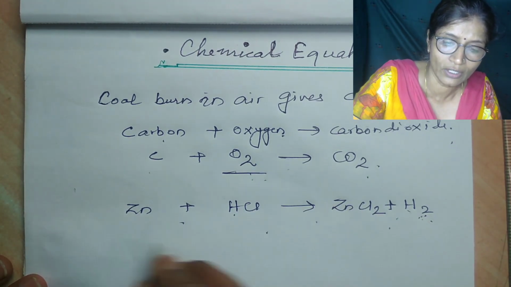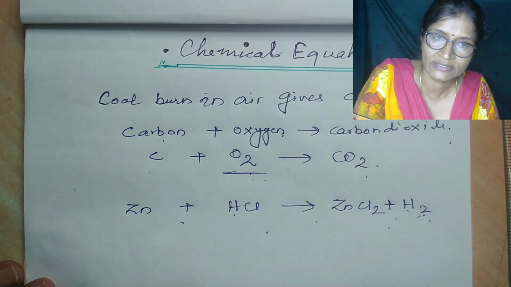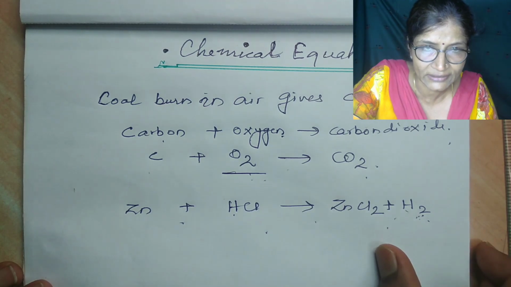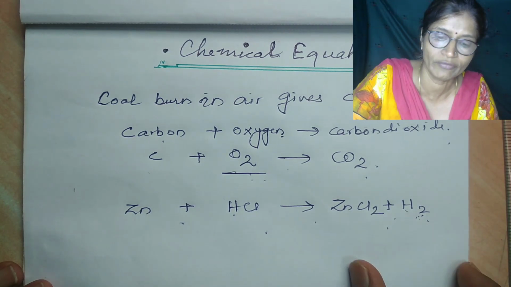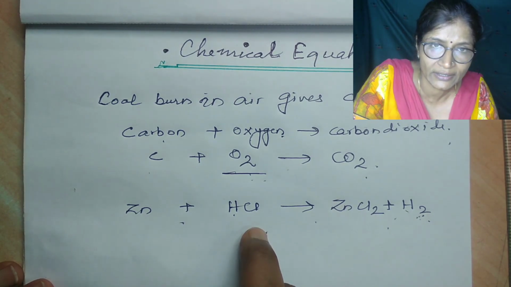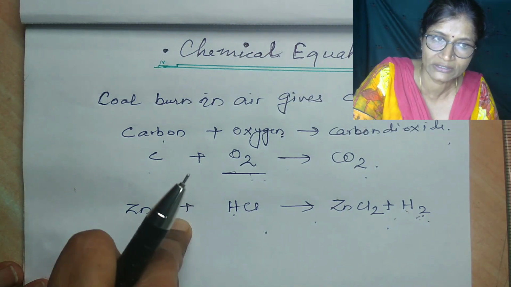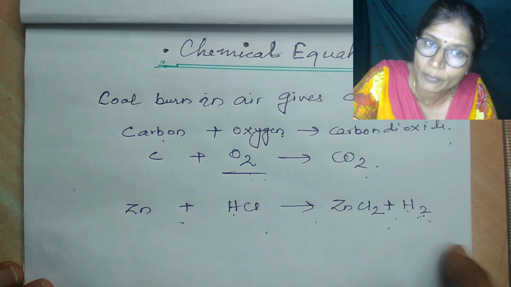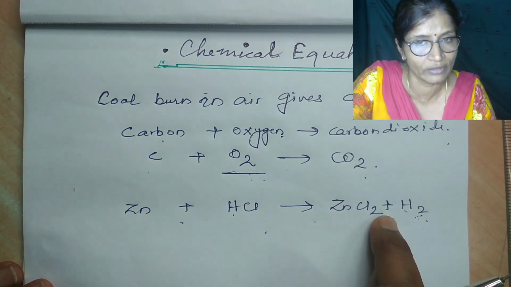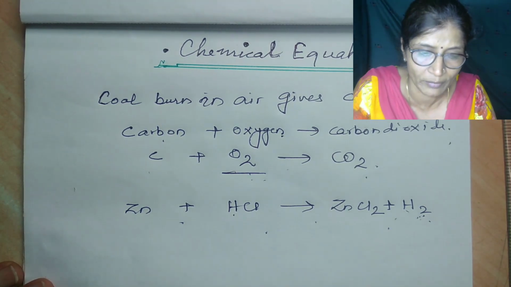So this is all about how to write a chemical equation. Reactants on the left hand side, products on the right hand side. In between the reactants and products, we give the arrow. If two or more reactants are there, then in between the reactants I give the plus sign. In the same way, if two or more products are there, then I give the plus sign.